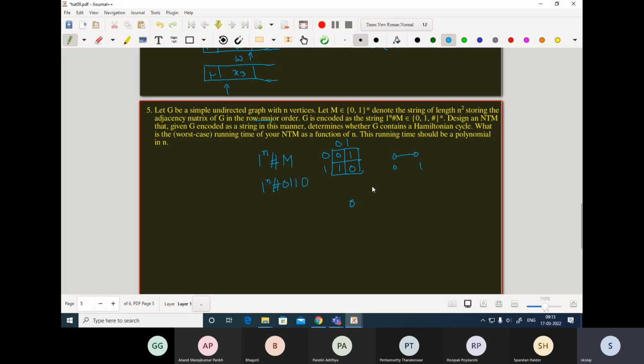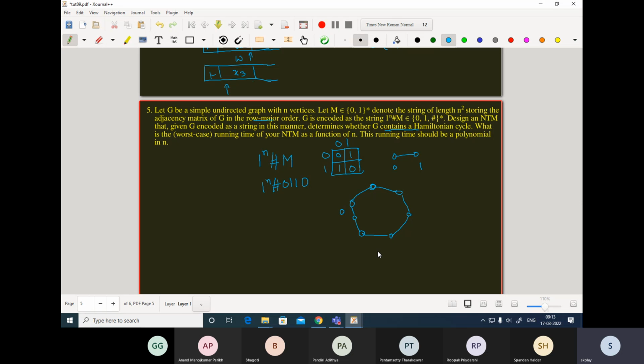Now the question is, a Hamiltonian cycle is a cycle where every vertex is visited exactly once, and it's a cycle. So suppose you started with 0, then at the end you visit all the n vertices and you come back to 0. If you just look at the edges of the Hamiltonian cycle, each vertex has degree exactly 2. So the question is, can I determine using a non-deterministic Turing machine whether G contains a Hamiltonian cycle or not?